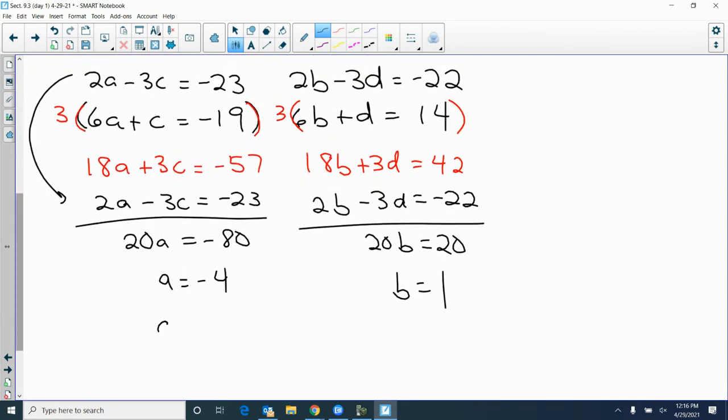Oh, what do we get for c? C is 5? Yeah. Okay, and then d, if b is 1, d is 8? D, 8. So I'm going to put it in: a is -4, b is 1, c is 5, d is 8.